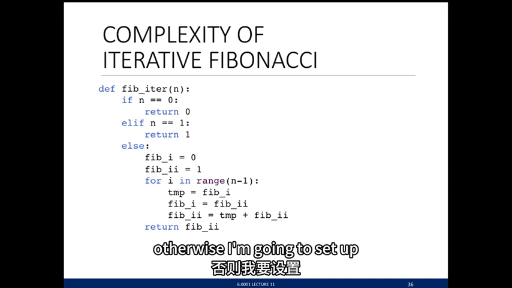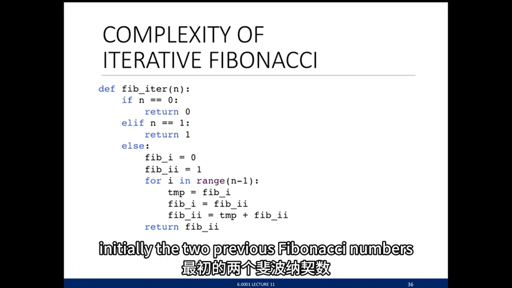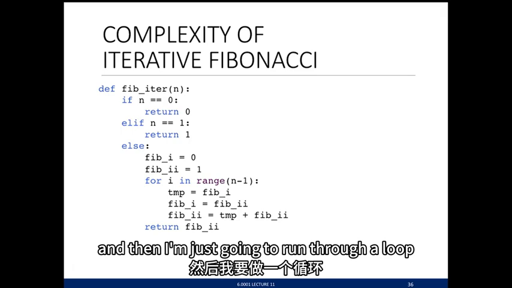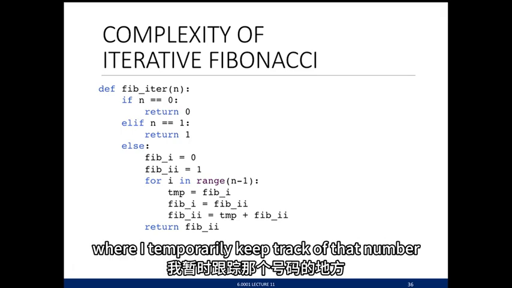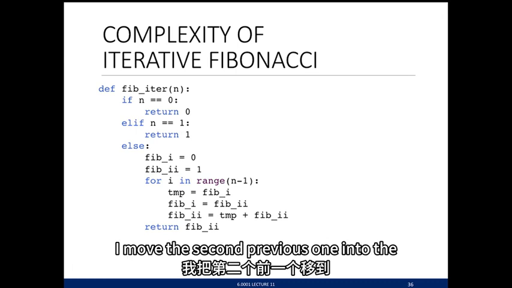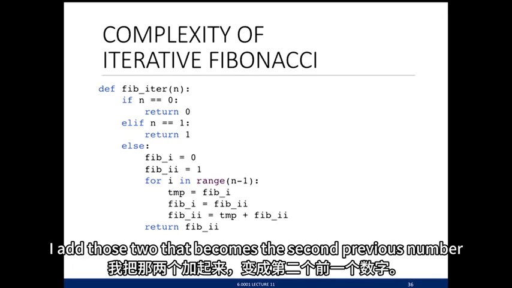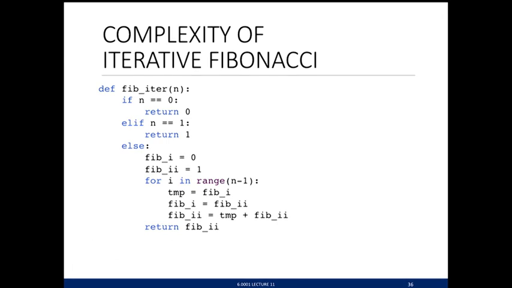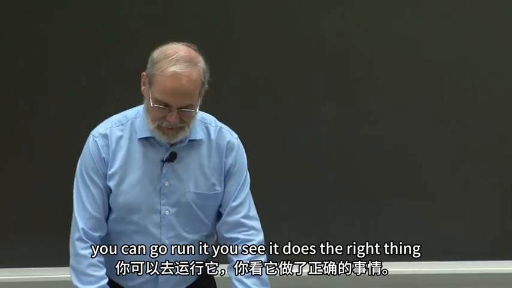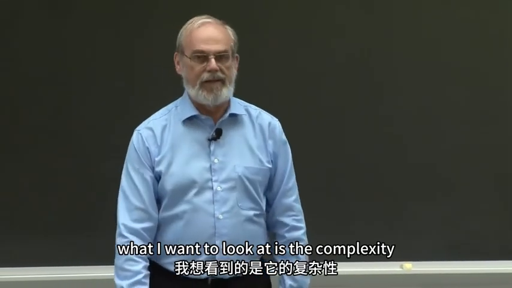Otherwise, I'm going to set up initially the two previous Fibonacci numbers, and then I'm just going to run through a loop where I temporarily keep track of that number. I move the second previous one into the last previous one. I add those two, that becomes the second previous number. And I just keep running through that loop. You can go run it, you see it does the right thing. What I want to look at is the complexity.